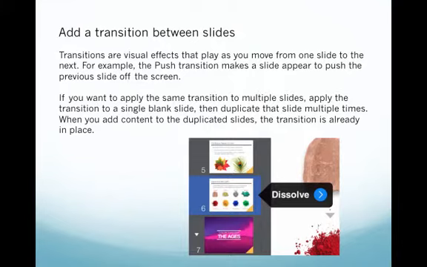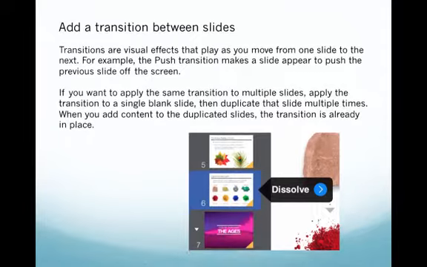The next step is to add a transition between the slides. Transitions are visual effects that play as you move from one slide to the next. For example, the push transition makes a slide appear to push the previous slide off the page. If you want to apply the same transition to multiple slides, apply the transition to a single blank slide, then duplicate that slide multiple times. When you add content to the duplicated slides, the transition is already in place.